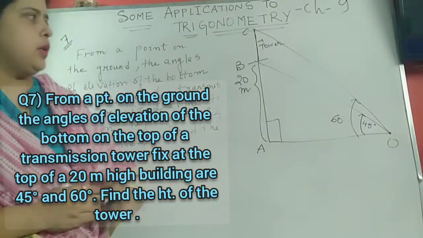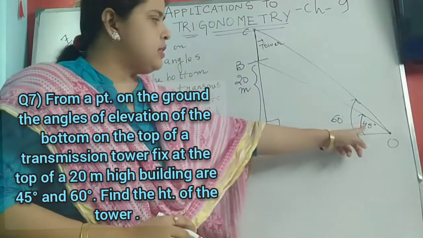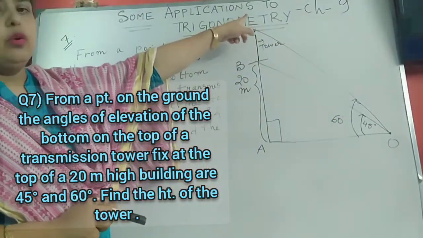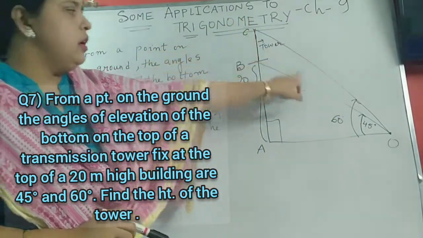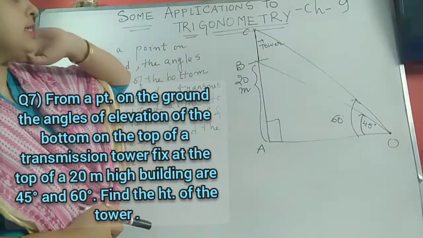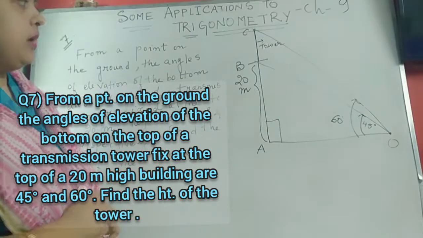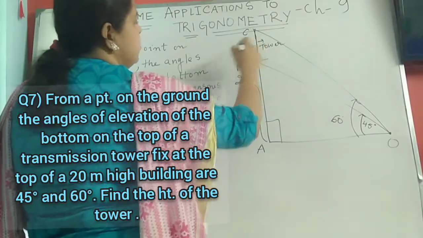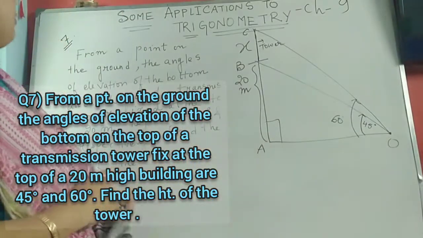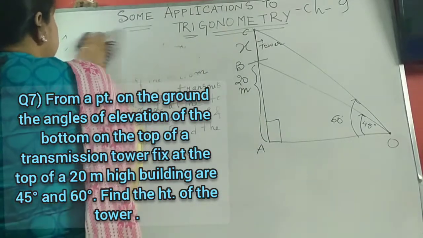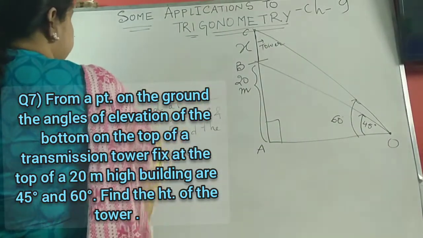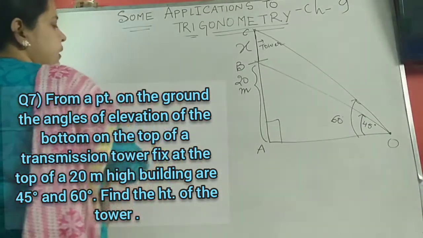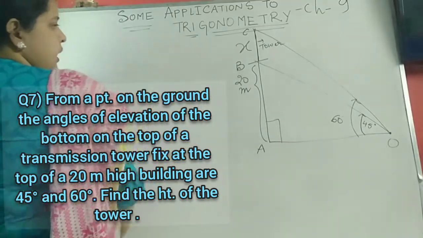When the person is looking at the bottom of the tower, he is looking with an angle of elevation of 45°, and when he is looking up to the top of the tower, his angle of elevation is 60°. So what is the problem now? What do they want from us? They want us to find the value of this x. From a point on the ground, the angles of elevation of the bottom and the top of the transmission tower, and the tower is upon the building. I hope the problem is very clear to everybody.